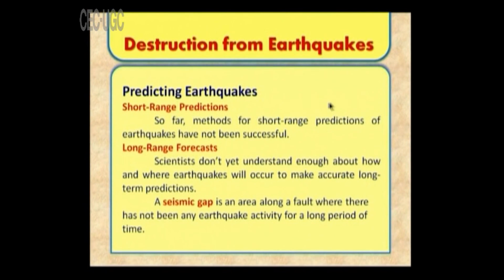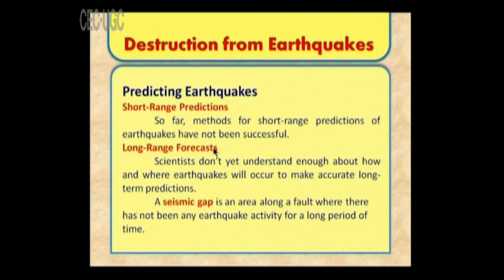And also we have to predict earthquakes: short range prediction and long range forecast. Short range prediction of earthquakes has not been successful. So, that is very difficult. We cannot know when an earthquake will come. It will happen immediately. Why? Because, as I already told, plate moving is a continuous process, there is no stop. So, plates are moving in different directions all the time. So, you can easily get earthquakes and also tsunamis.